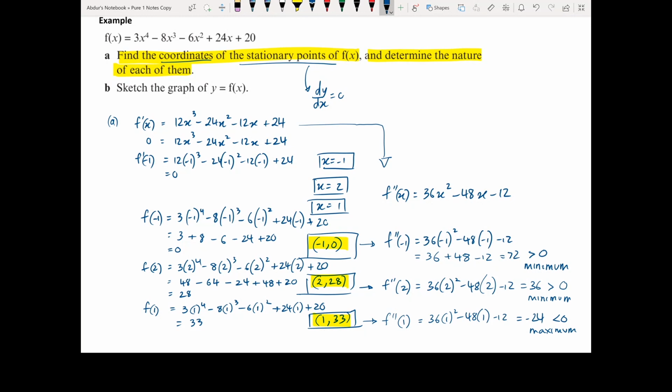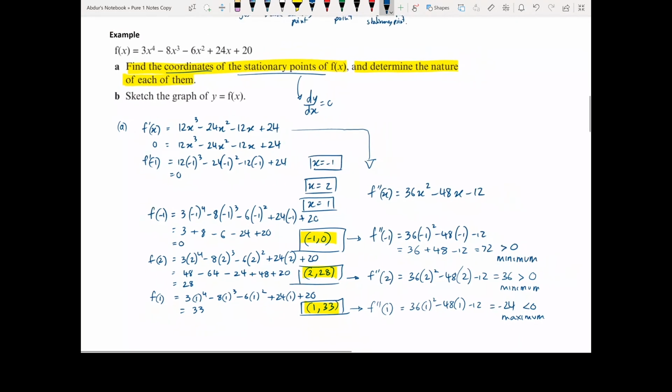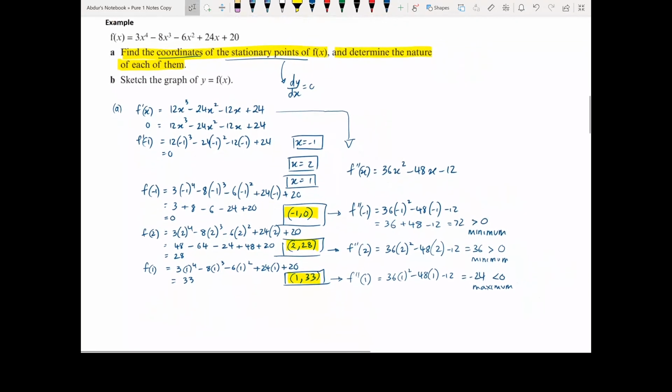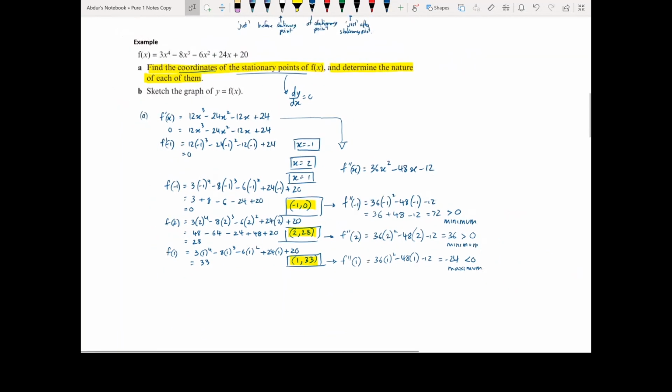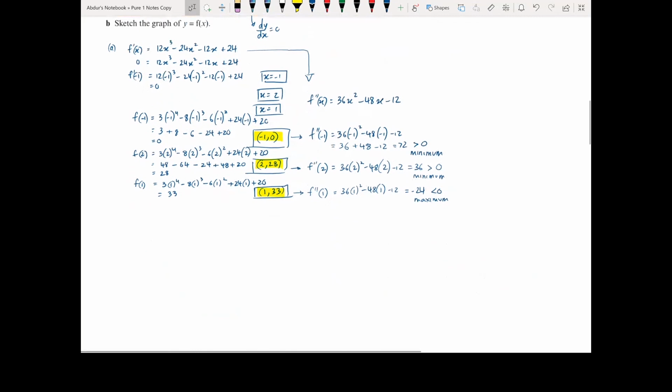The question then goes on to ask us to sketch the graph of y equals f of x. Now, when we draw a sketch, we need to consider some key points, such as where it crosses the axes, and we can also indicate where the stationary points are, and so on. So what we've got here is a polynomial of order 4. So let's draw our axes first and put some of these stationary points in the correct place.